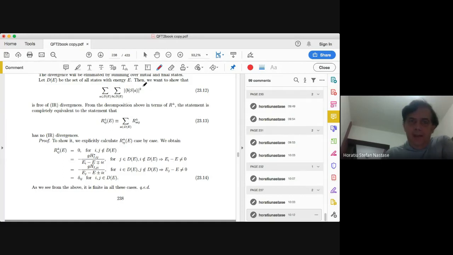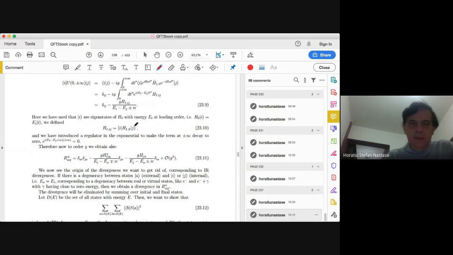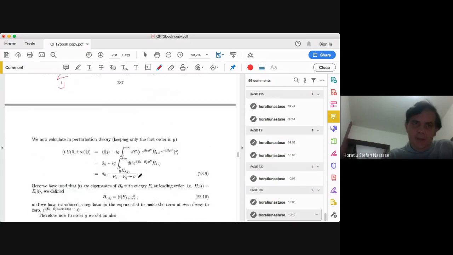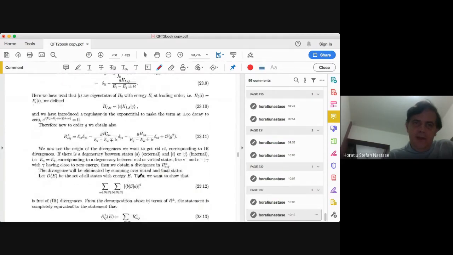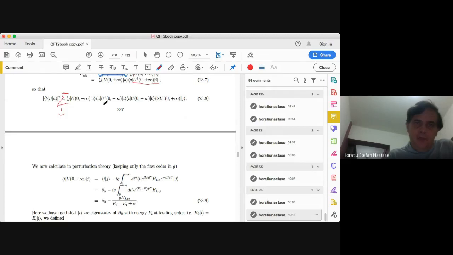So the fact that this sum over A, sum over B of the modulus squared of the amplitude S between A and B is infrared finite is now equivalent to the statement that the object Rij plus minus of E, which is the sum over A in domain of E of R plus minus Aij, is infrared finite. In other words, the probability is a modulus squared with sum over A and sum over B, and that factorizes, right?